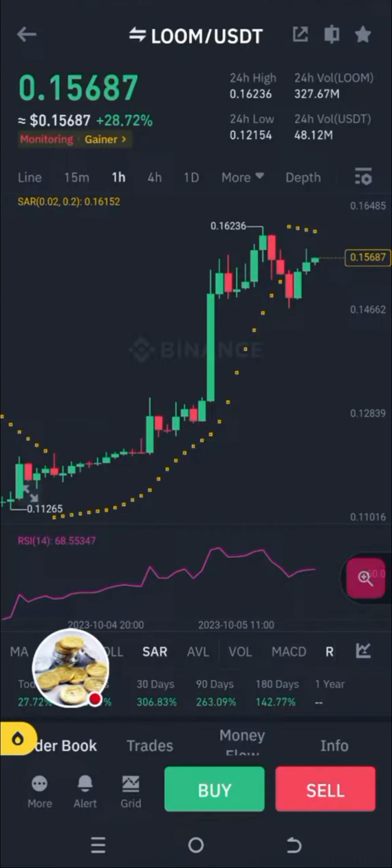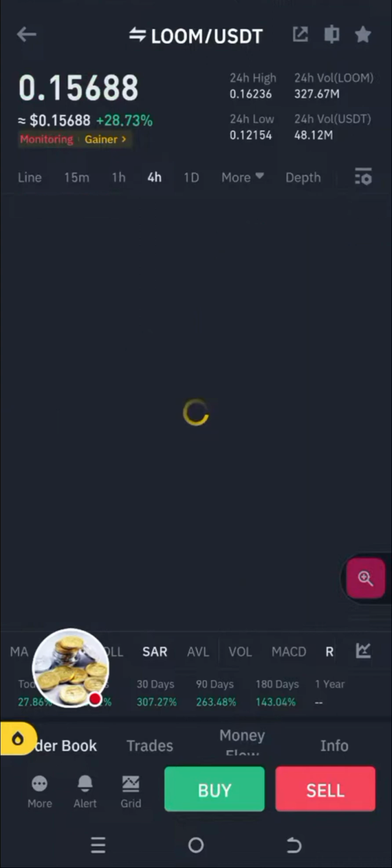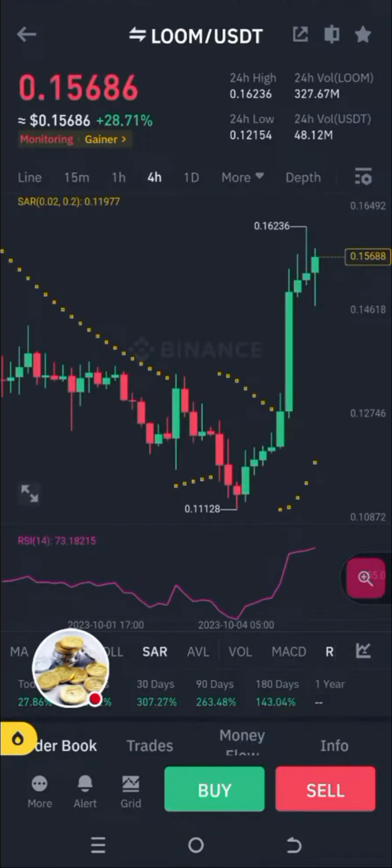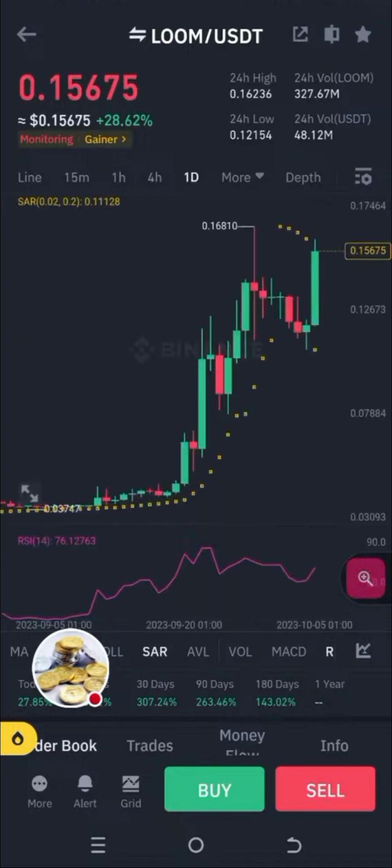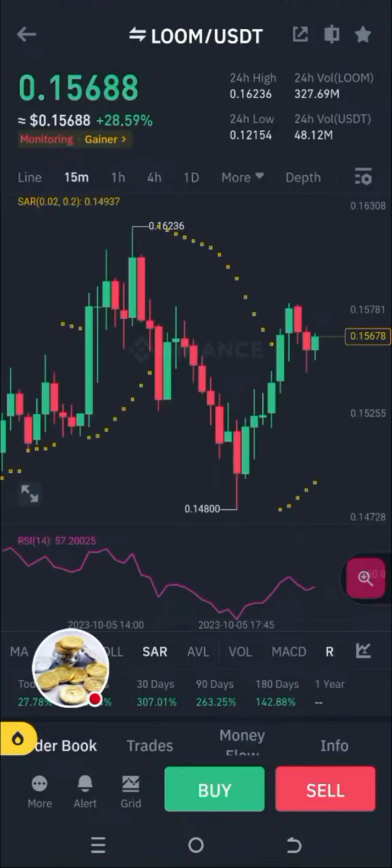I may still wait and see. Let's look at 4 hours and check what's going on. The 4 hours is also looking good because the parabolic SAR is looking up. On a 1 day level, let's look at 1 day. The 1 day level is in pump mode, but I can see that it's dipped a little bit. So what would I do? Let's check 15 minutes. I'm checking the 15-minute chart right now, and I'm seeing that it's also in pump mode.